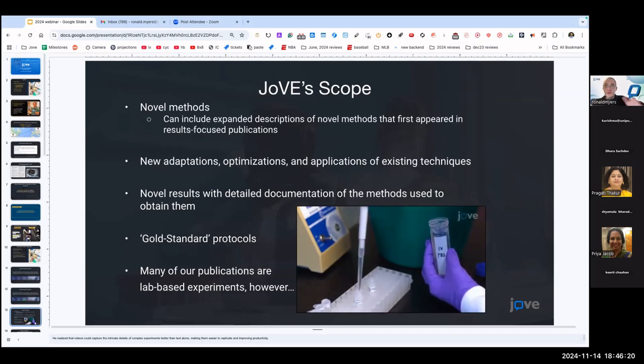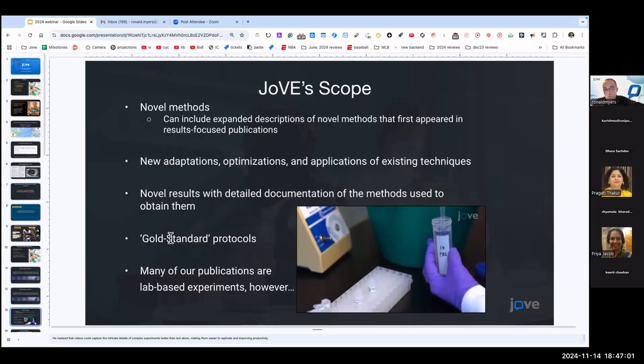Okay, and the types of methods that we recruit are very diverse. So our preference is always novel methods, so cutting edge methods that have recently been developed. It can also be an adaptation of an already existing technique. Let's say you're using a new reagent, or the technique has already been tested and well developed in mice, but now you're creating a new protocol where the same experiment is done in rabbits, for example. So that's another common one.